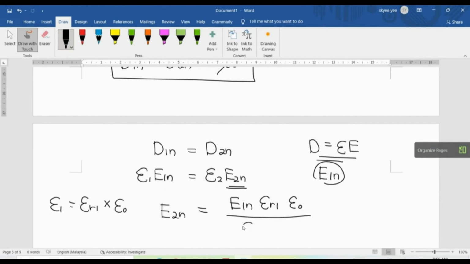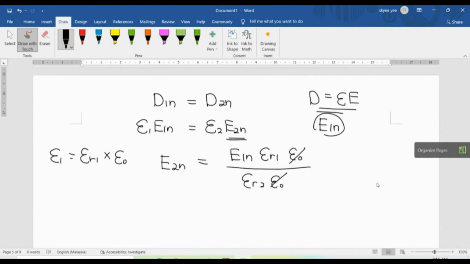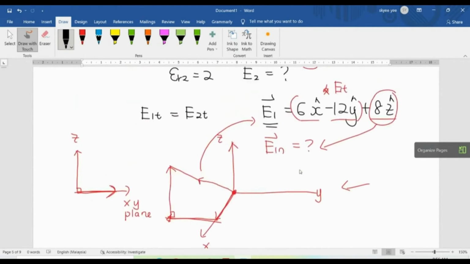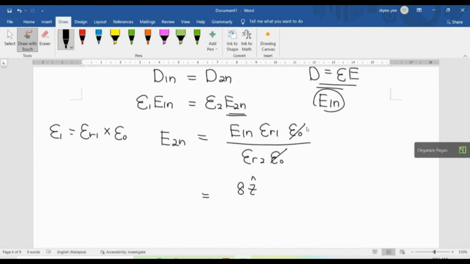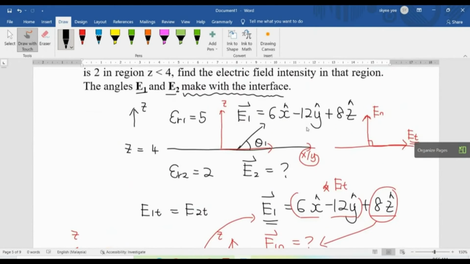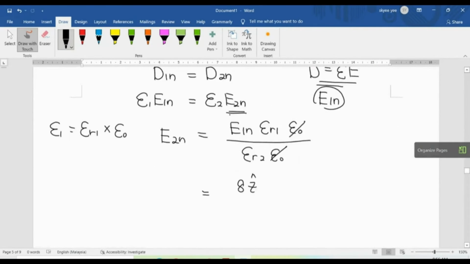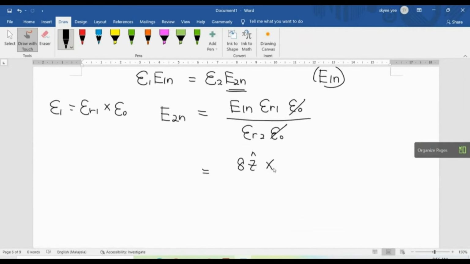Over epsilon R2 and this one. Yes, for this case it can be cancelled out, so no issue. So what is E1n? It is at Z, right? From here, at Z. Epsilon R1 is 5, and this is 2. This is 5, and this is 2.